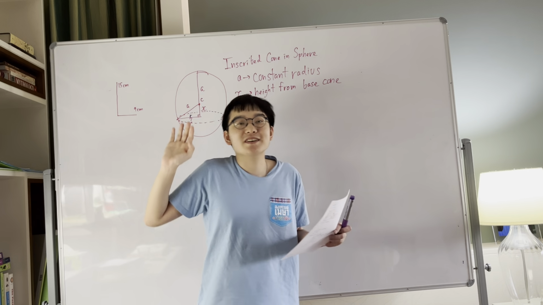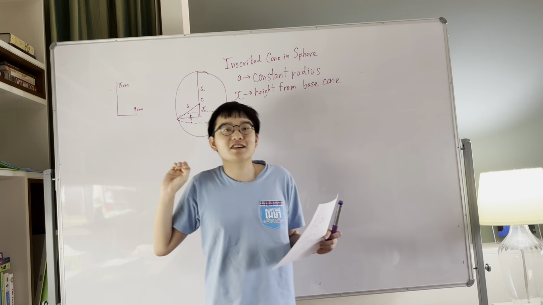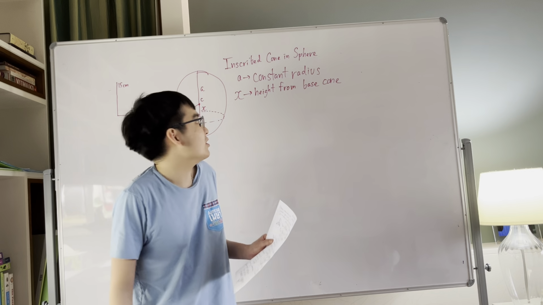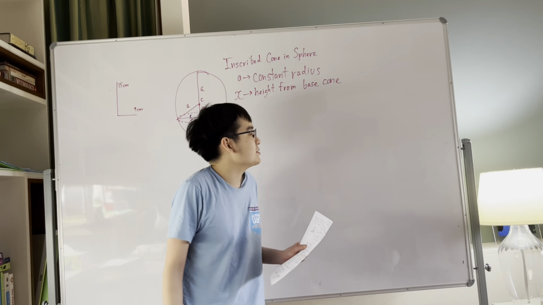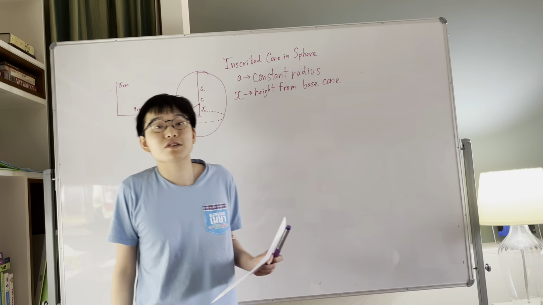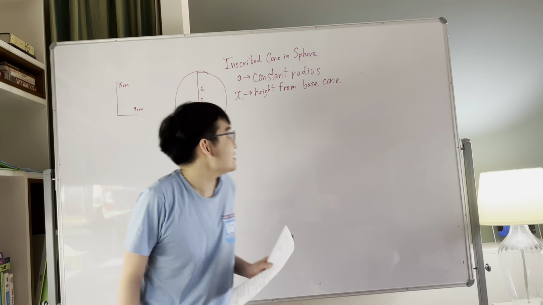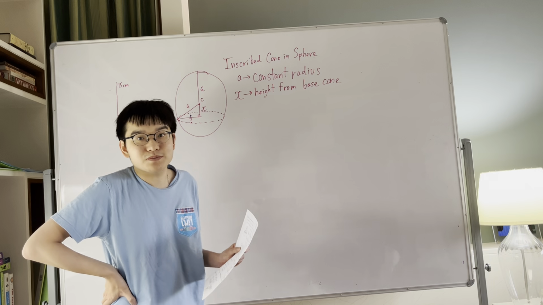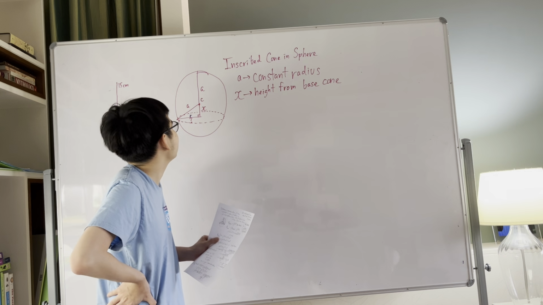Alright, hello everyone. It's the Proof SAS here with another optimization problem in calculus. This one is cool in my opinion because it involves some 3D volume geometry. We're going to inscribe a cone inside a sphere with constant radius A, and we want to find out what the maximum volume of this cone can be.